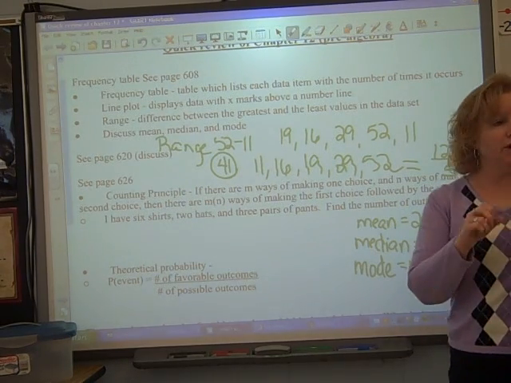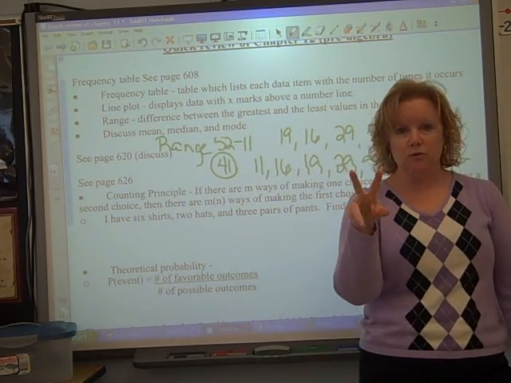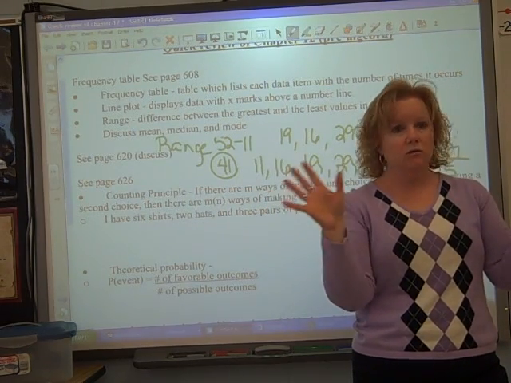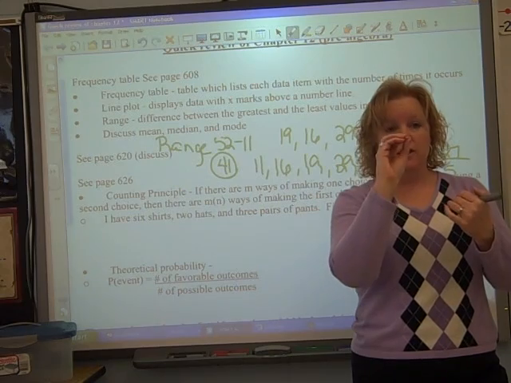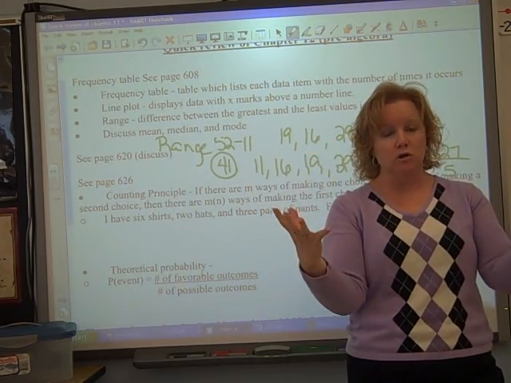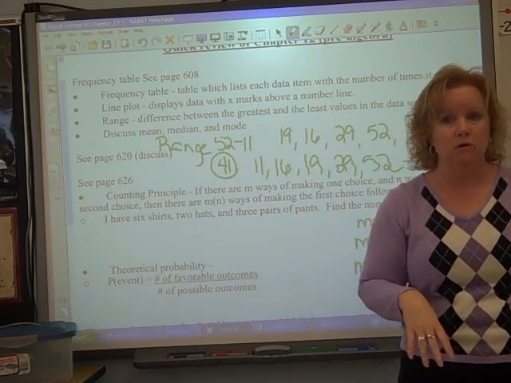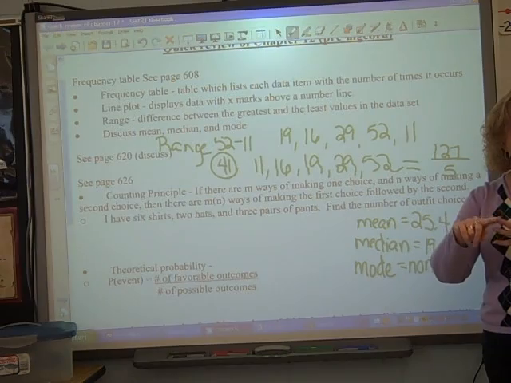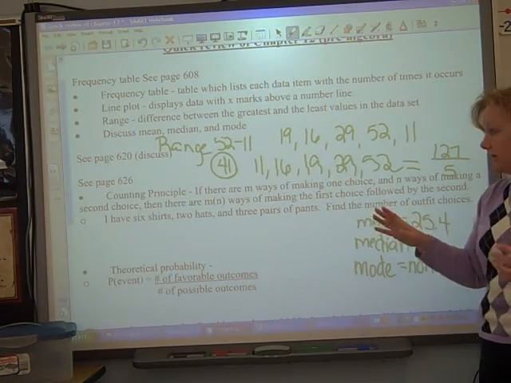Okay? What if you had like 2 19s and 2 11s? Which one's the mode? None. Mode means the number that occurs the most. It doesn't say numbers, so if there's a tie, there's no mode. Okay? All right, we're okay with range. We're okay with mean, median, and mode, correct? Okay, let's move on.